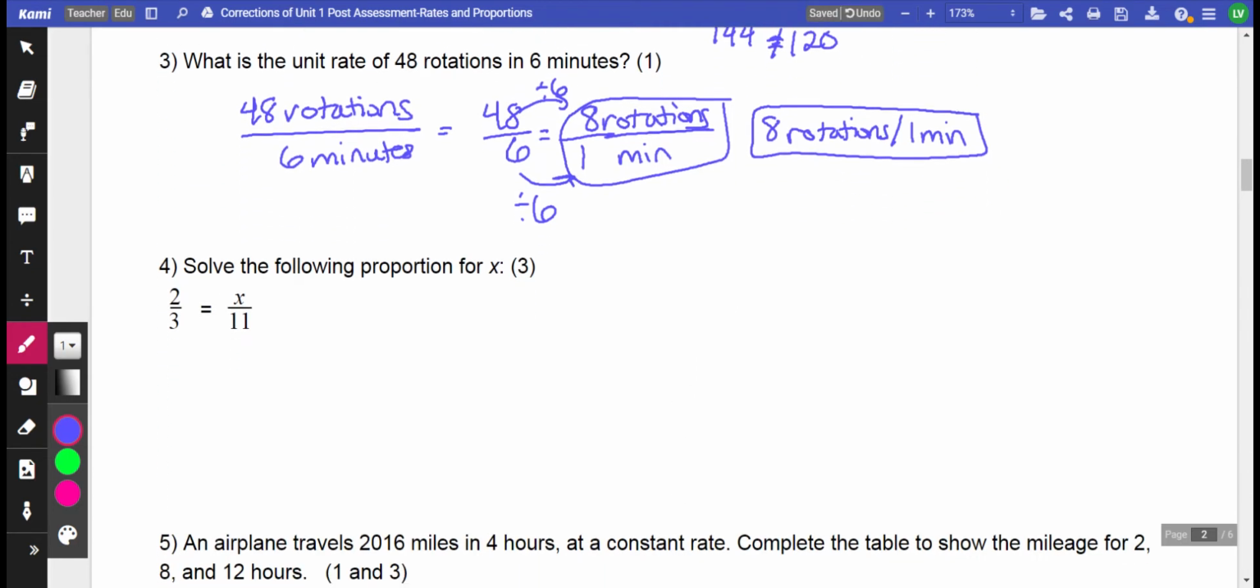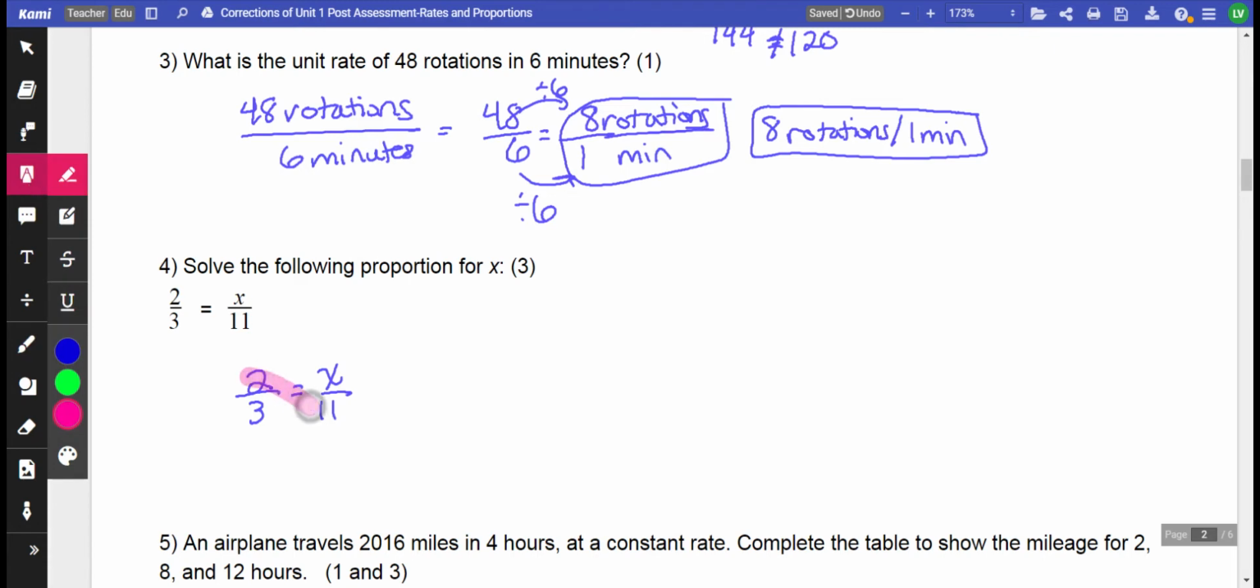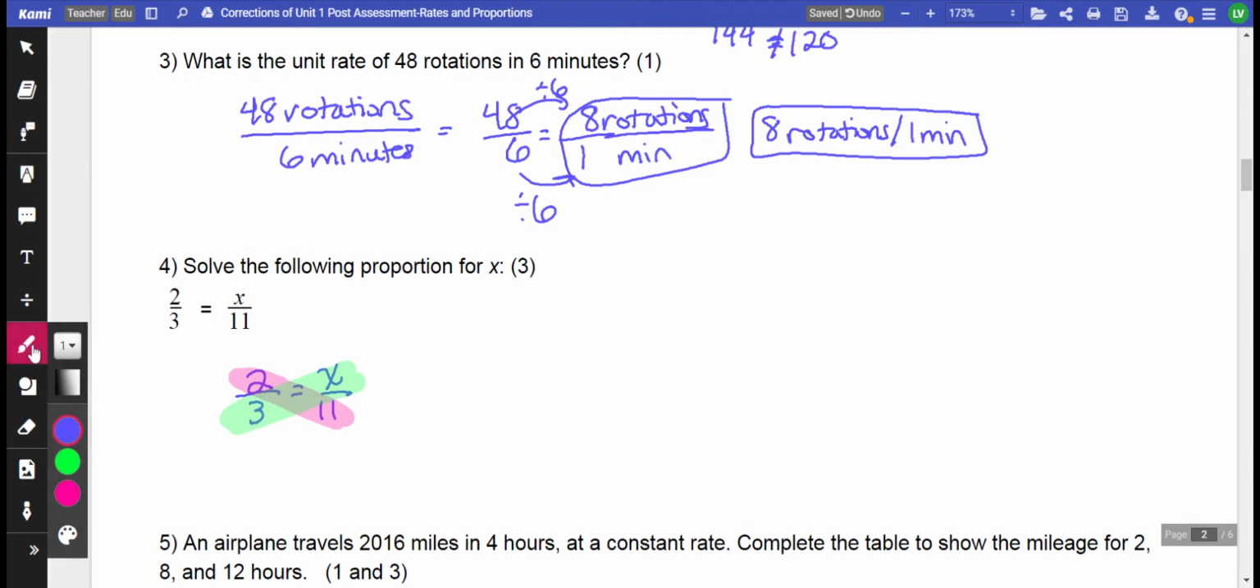Number 4, solve the following proportion for x. 2/3 equals x divided by 11. Now, certain problems will make it easy to where you can take a number and multiply it by 3 to get to 11. Well, 3 doesn't go into 11 easily, so that's when I'm going to use my cross products. I'm going to do 2 times 11, and then x times 3. 2 times 11 equals 3 times x. 2 times 11 is 22, which equals 3x.